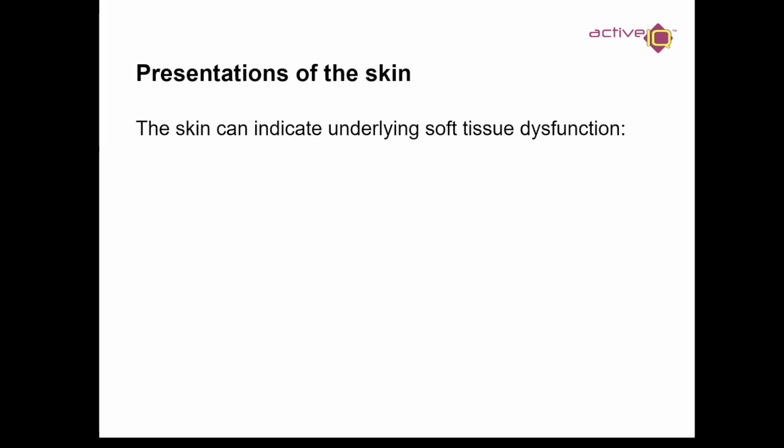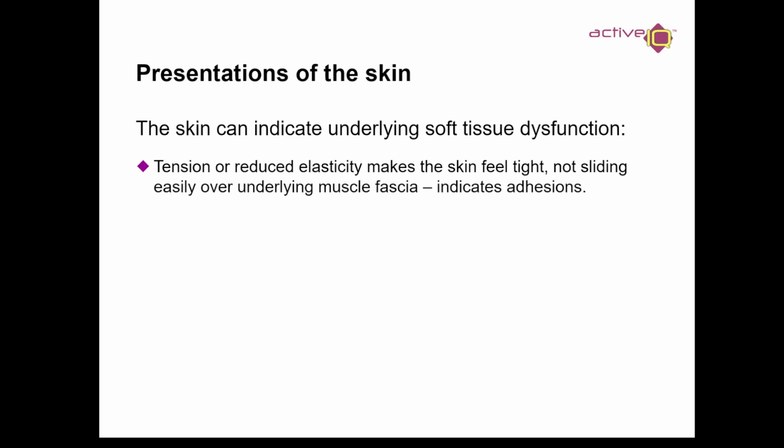And finally now, what kind of things can the skin present to you just from looking at it? So you can potentially look at the skin and have underlying skin issues that can lead to, say, a tissue dysfunction. So one thing, when you're massaging, if you notice an area is tensed or it has reduced elasticity, that's going to make the skin feel tight. Therefore, you're not going to be able to slide over it as easily. And that can be maybe down to underlying muscle fascia issues, indications of adhesions, so knots or scar tissue that's built up.